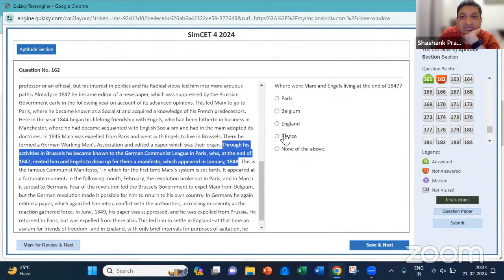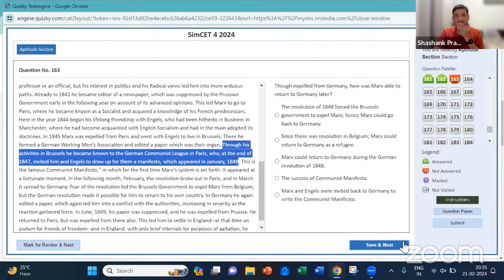Okay, if not Brussels then it should be Germany, it should be Belgium. Brussels is the capital of Belgium. Again general knowledge, but I don't know. It appeared at a fortunate moment. In February revolution broke out in Paris. In March it spread to Germany. Fear of revolution led the Brussels government to expel Marx from Belgium. So until then he was in Belgium. Great.